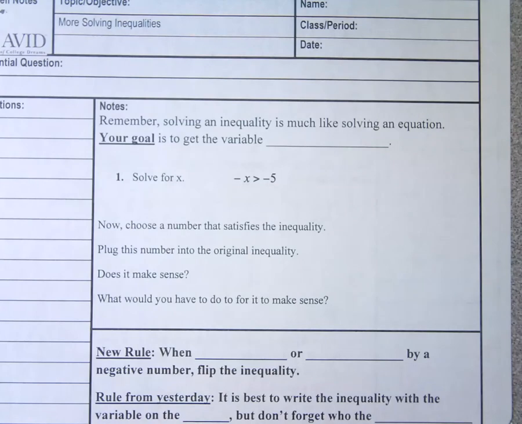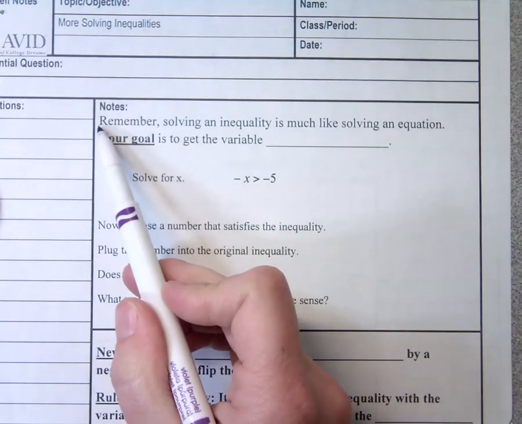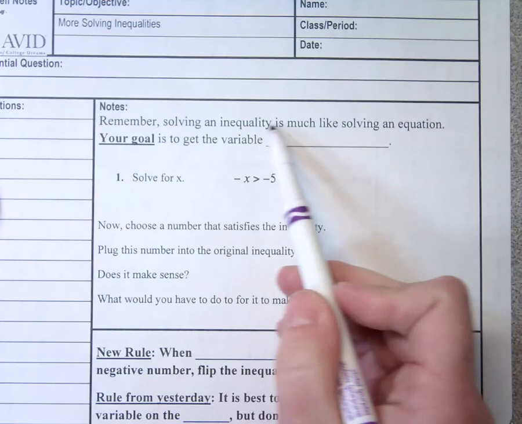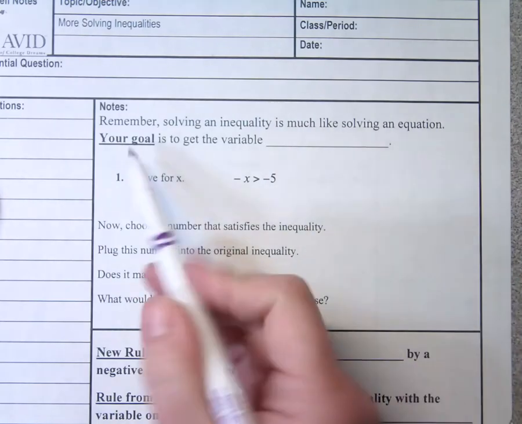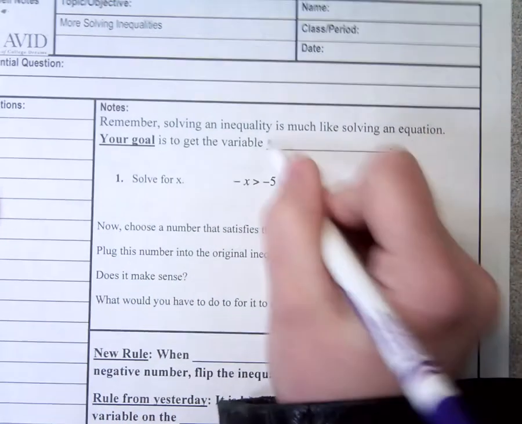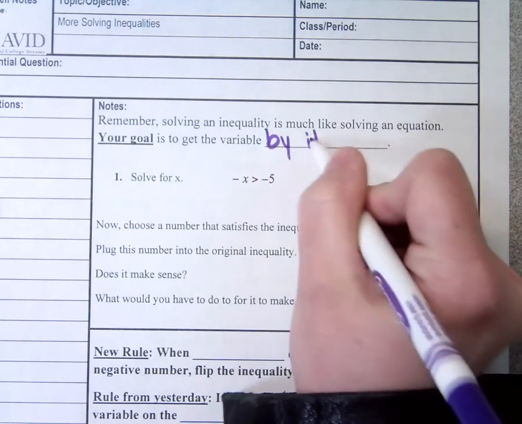Today we are continuing on with our solving of inequalities. So you're going to see something in this lesson that you didn't see the other day. I did briefly talk about it though. So, number one thing, remember solving an inequality is much like solving an equation. Your goal is to get the variable by itself.